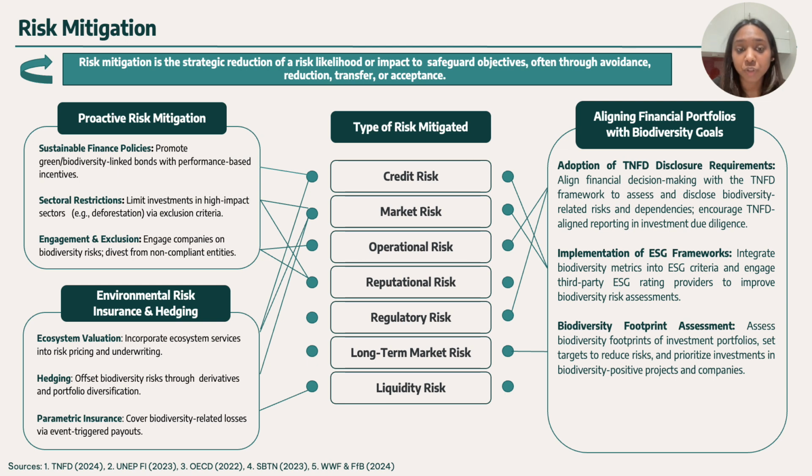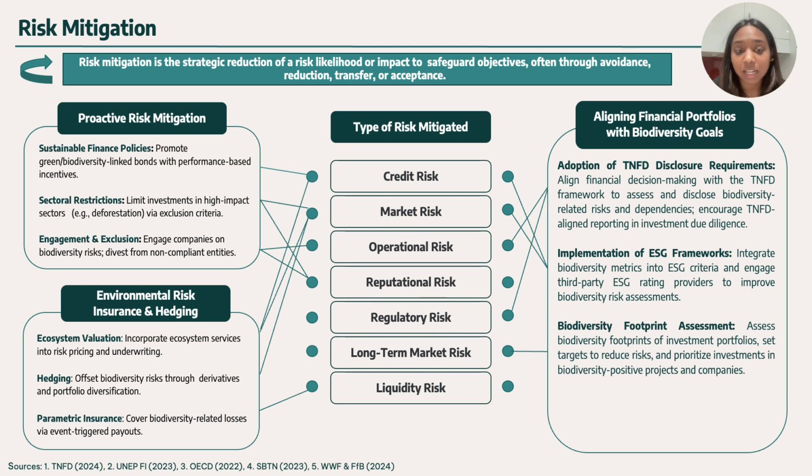Then there are sectoral restrictions, which limit investments in high-impact sectors to decrease market and reputational risk. Additionally, there is engagement and exclusion, which encourages companies on biodiversity risks and divests from non-compliant entities to decrease operational and reputational risk.